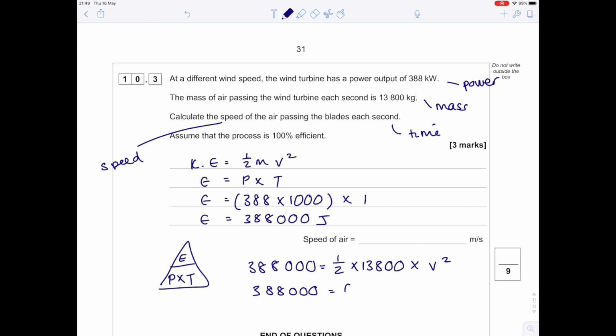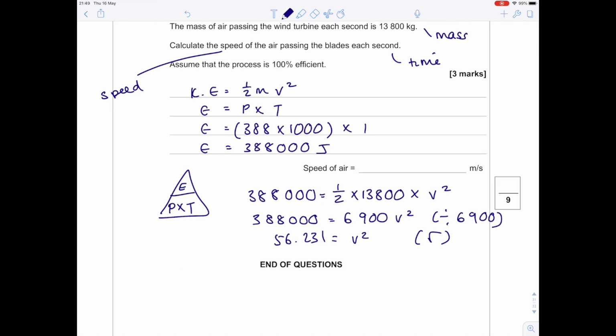So if we halve 13,800, we get 6,900 v squared. To get v by itself, we need to divide both sides by 6,900 to get 56.231 equals v squared, and then to get v by itself, we need to square root both sides, and therefore v equals 7.50 meters per second. So an awful lot of working for that last question.